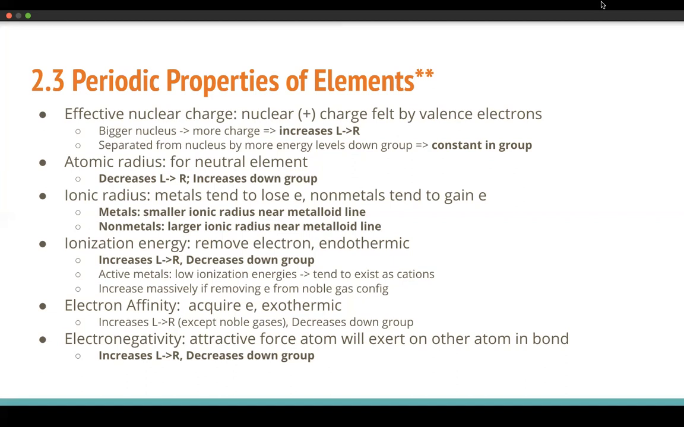Ionization energy is the amount of energy it takes to remove an electron, and this is an endothermic process because it takes energy to do this. It increases from left to right because it's harder to take electrons away, since the protons exert a stronger charge on the electrons. It also decreases down the group because there are more electrons separating the valence electrons from the nucleus, so it's easier to take away those valence electrons.